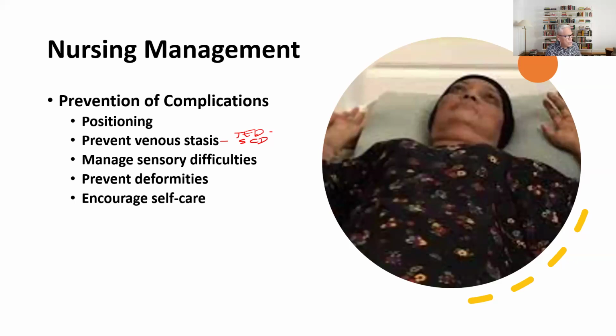And then, of course, we want to make sure that we are going to encourage self-care as much as possible. Remember, these patients might have hemiplegia, but they also have strength in the other arm. So we want to utilize that as much as possible.